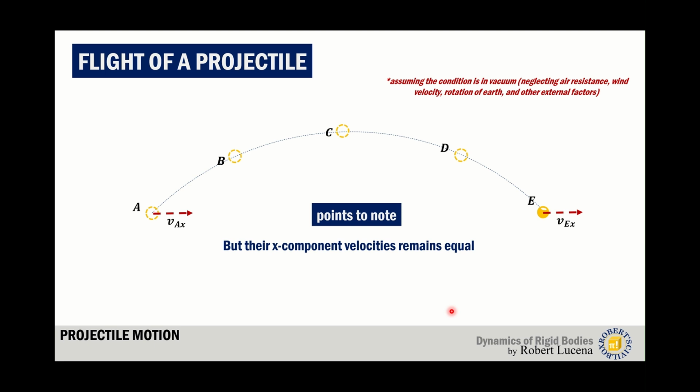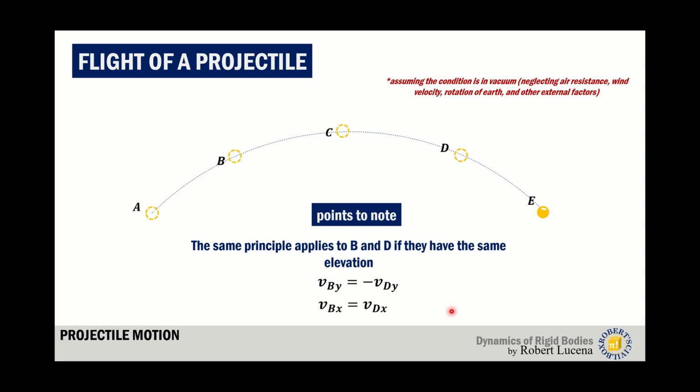X component, again, is the same. Again, throughout the flight, the x component velocities are constant or have the same value. So the same principle for points B and D. If they are on the same level or the same elevation, the y component velocities are equal in terms of magnitude, but opposite in terms of direction. And in all cases, again, the x component of velocity at point B and point D are equal.